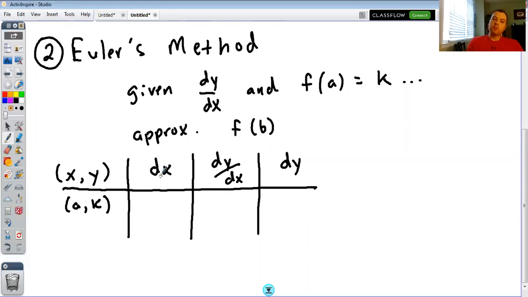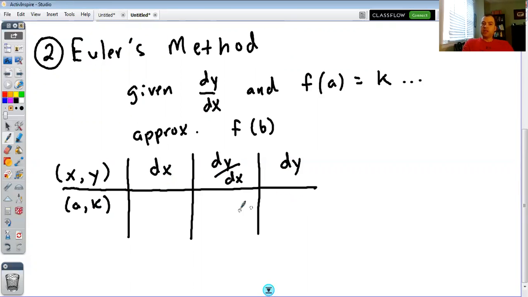That's your step size. Maybe it's having you go from 0 to 1 with 2 steps of equal size, so each step would be 0.5. So look to the problem, dx is going to be in that problem in some way. Dy dx comes from plugging your point into the given differential equation. And then dy comes from multiplying dx and dy dx together.